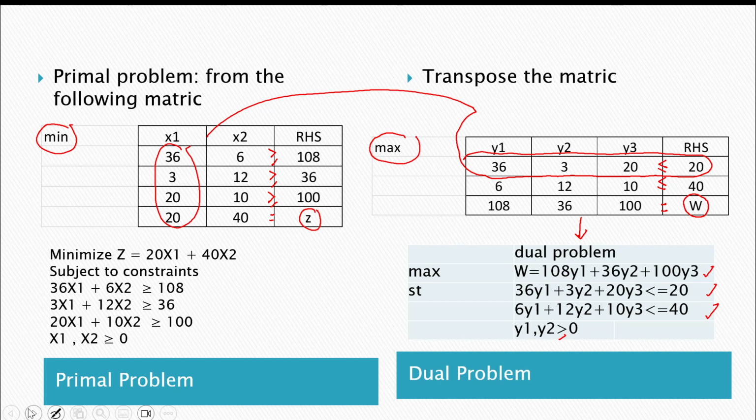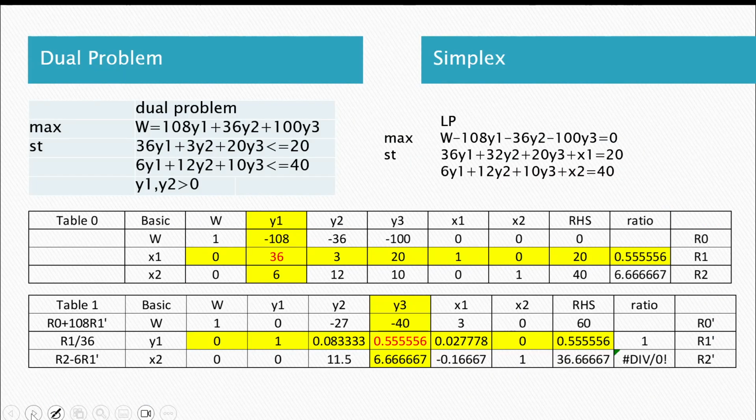How do you solve the dual problem? From the dual problem we change to simplex. All the decision variables you have to bring to the left hand side. That's why in the simplex method, your dual problem will become maximize W minus 108y1 minus 36y2 minus 100y3 equal to 0, because our decision variables are brought to the left side. And then you have two constraints. The constraints are less than or equal.